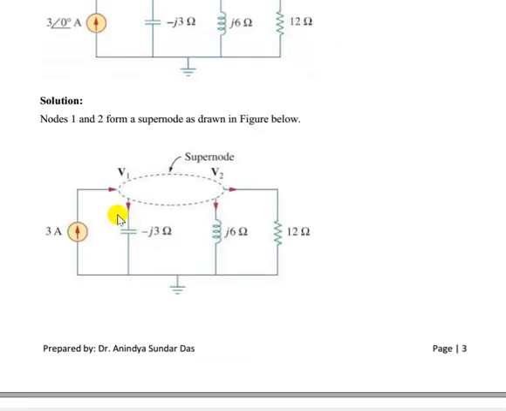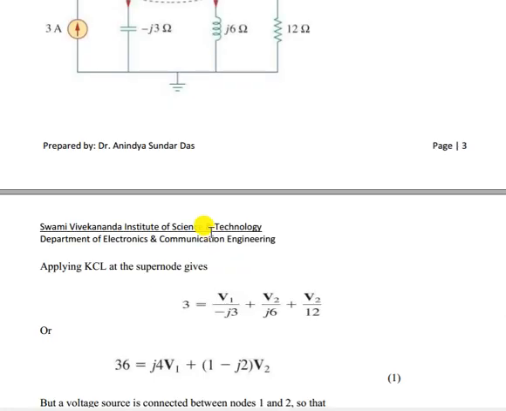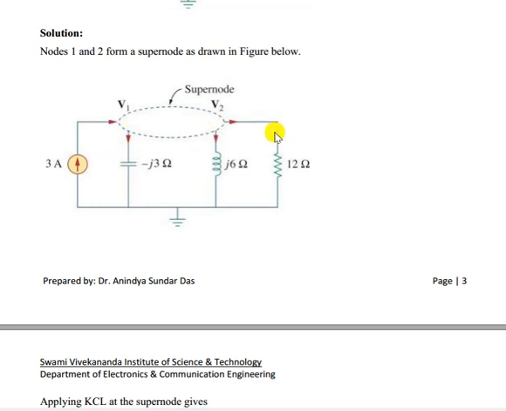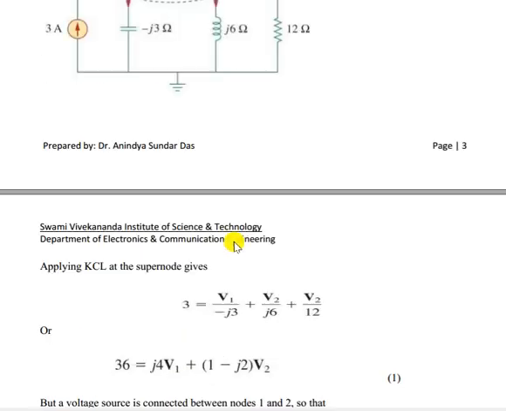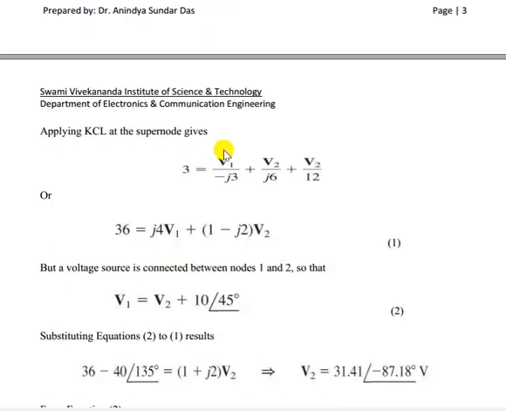Now for this super node we have 4 branches connected, and from the super node, applying KVL, we can find out the value. That is V1 minus 10 at angle 45 equal to V2, so V1 minus V2 equal to 10 at angle 45 degrees. Now the current entering is 3 and all others are leaving. So entering equals leaving: V1 divided by minus j3, V2 divided by 12, and V2 divided by j6. Now if you solve, you will get this equation.